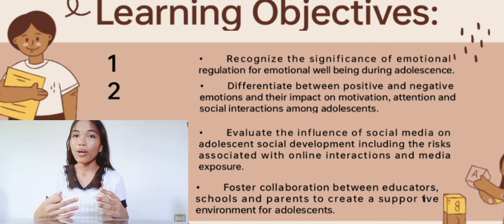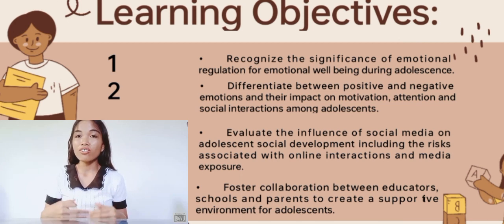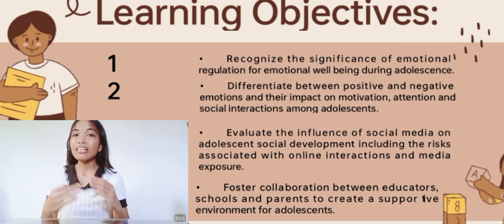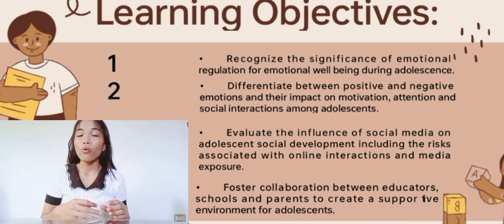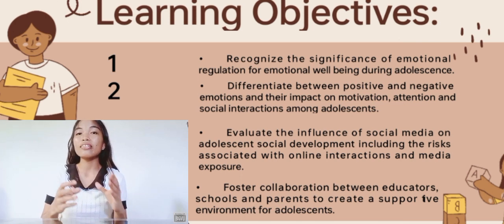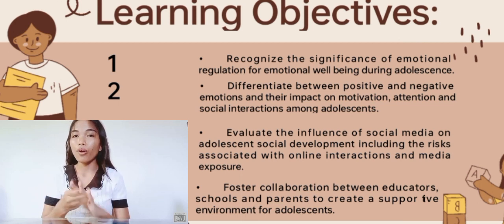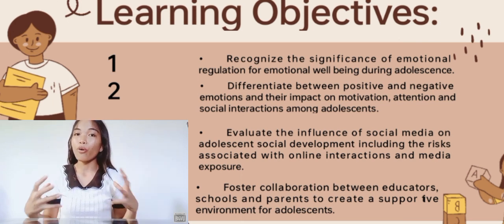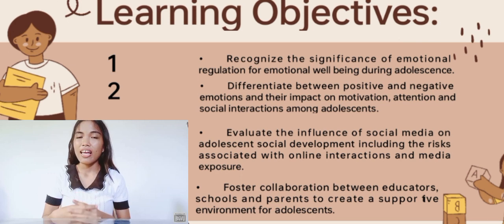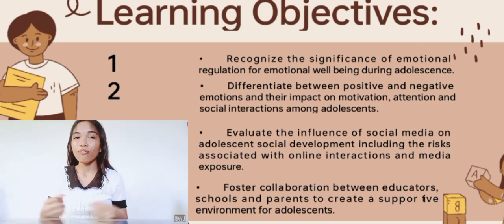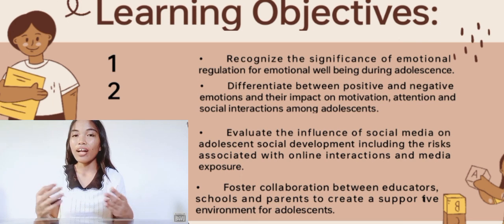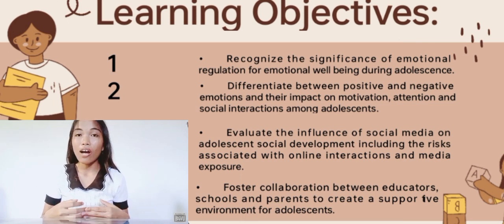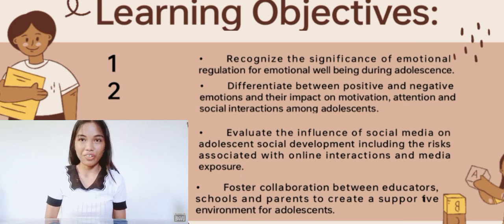Third, evaluate the influence of social media on adolescent social development, including the risk associated with online interactions and media exposure. And fourth, foster collaboration between educators, schools, and parents to create a supportive environment for adolescents. And I hope that by the end of our discussion, you will gain valuable insights and learn how to support the socio-emotional development of high school learners.